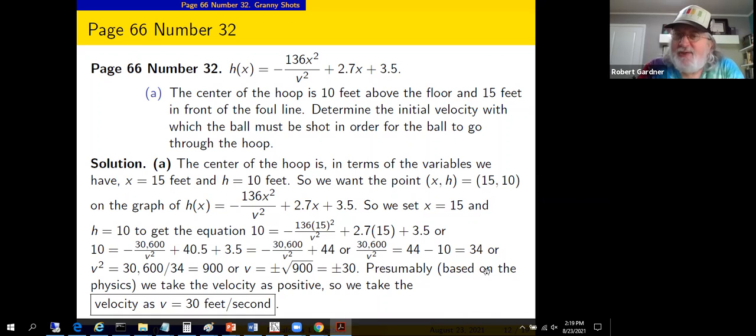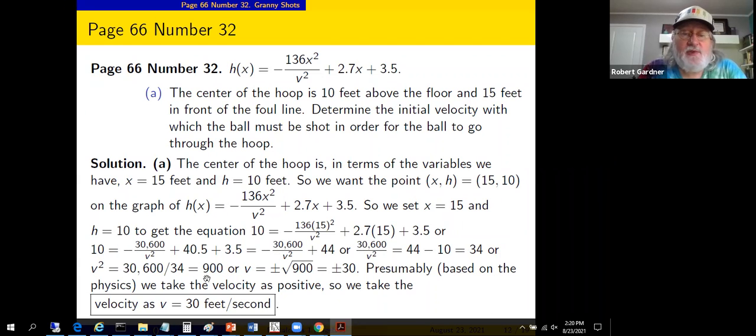So it's just manipulations. We're trying to solve for v. That's the question: what's the velocity? We're left with 30,600 over v squared equals 34. We could cross multiply by v squared and divide by 34. Convince yourself that all this algebra is correct. Pause the video and check it. I've skipped a few subtle steps, but this produces v squared is 30,600 divided by 34, and that's 900.